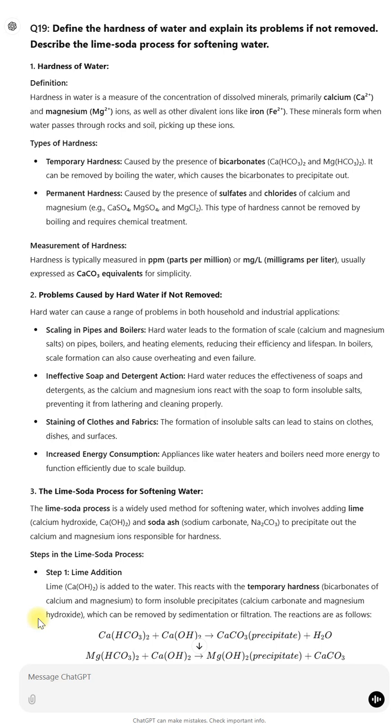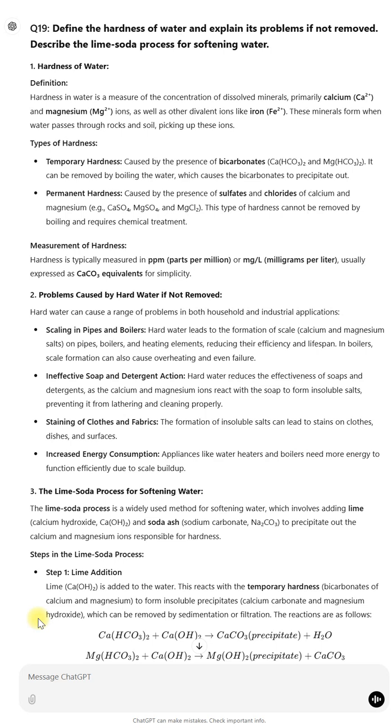Q19. Define the hardness of water and explain its problems if not removed. Describe the lime soda process for softening water. 1. Hardness of water. Definition. Hardness in water is a measure of the concentration of dissolved minerals, primarily calcium, Ca2+, and magnesium, Mg2+ ions, as well as other divalent ions like iron, Fe2+. These minerals form when water passes through rocks and soil, picking up these ions.